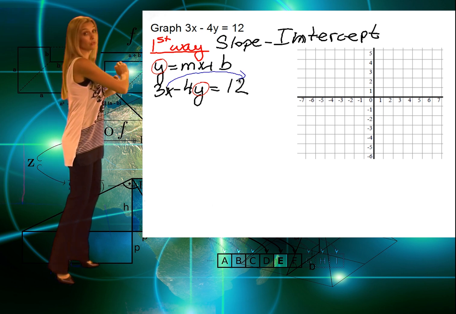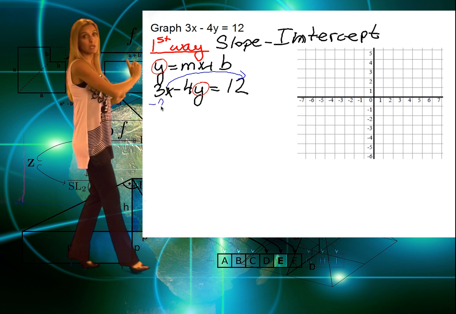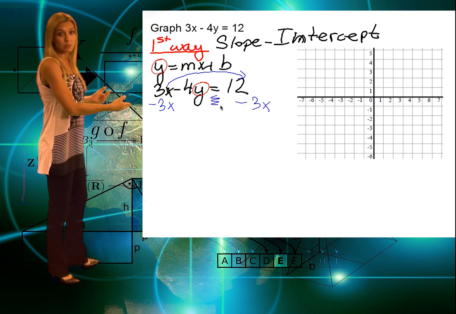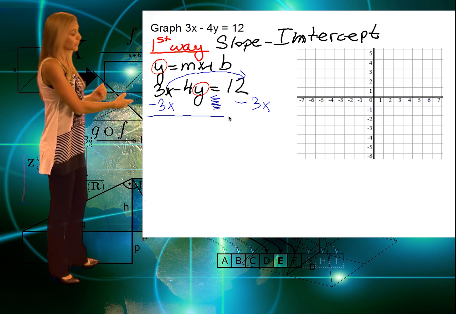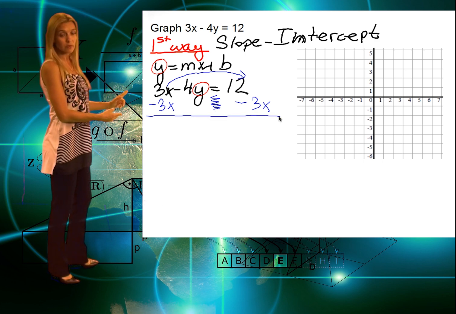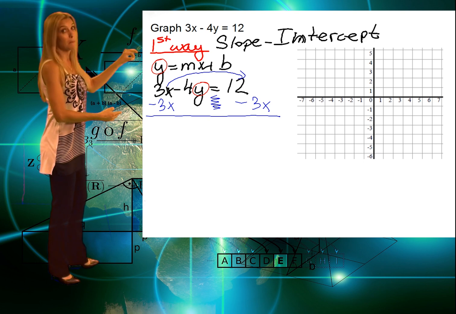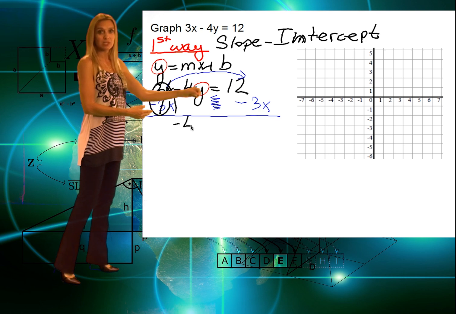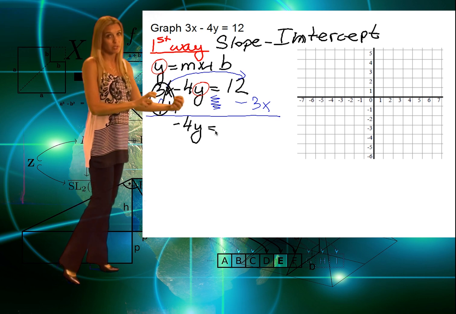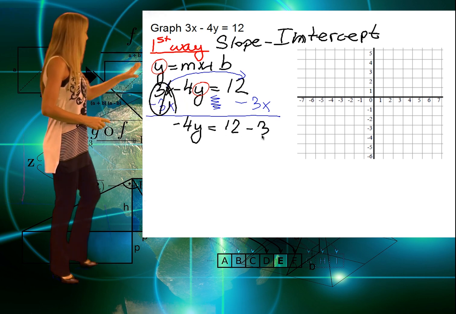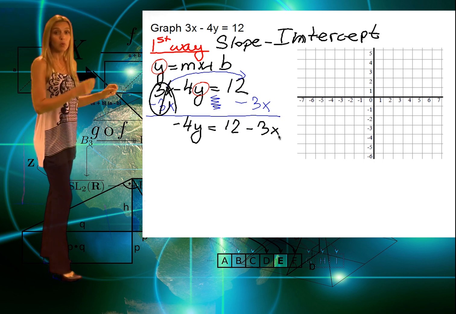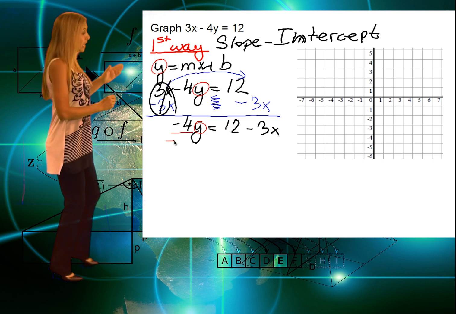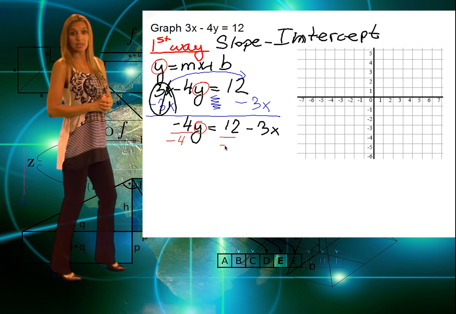So I have to move the 3x from one side of the equal sign to the other side, and the way to move it is subtract it from both sides. 3x minus 3x is a 0. I still have my minus 4y equals 12 minus 3x. I cannot combine the 12 and a minus 3x. I'm still solving for y. I want 1y, that means divide by negative 4 every single term I see.